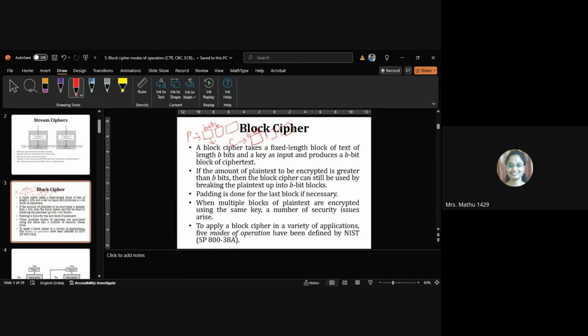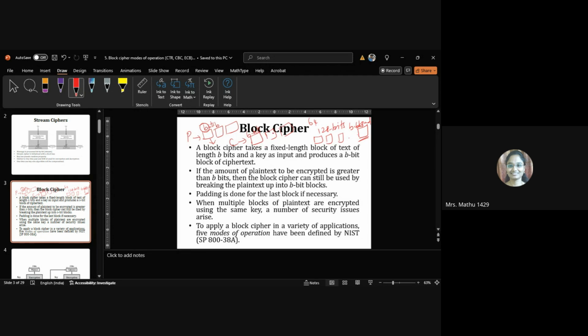As you are dividing the plain text into blocks, each block is of length b bits, either 64 bits or 128 bits or something like that. If the last block does not have that many bits, if it is not 64 bits, then you can pad the remaining part with some other bits. So padding can be done in the last block to make it b bits, so that everything will be uniform.